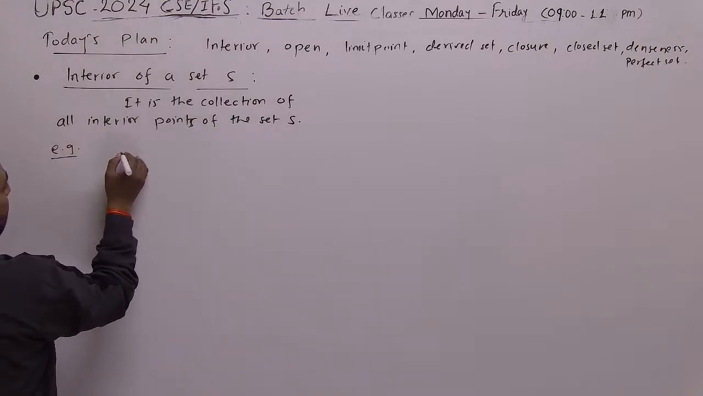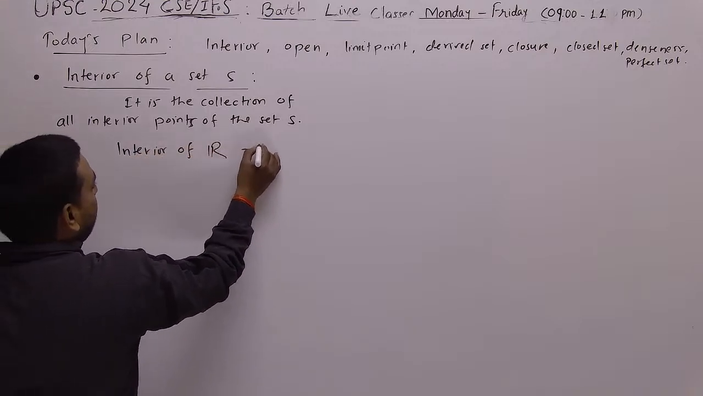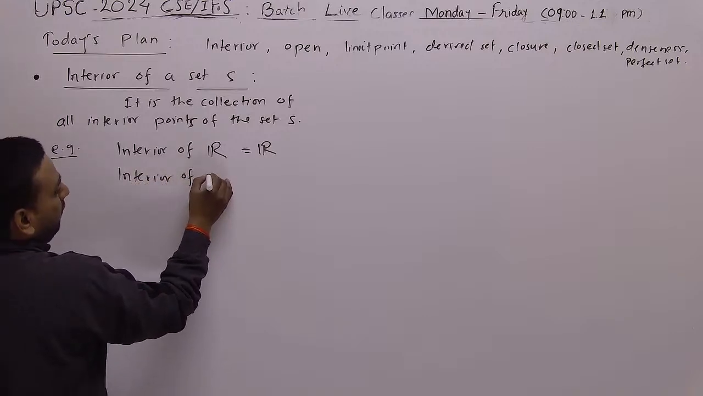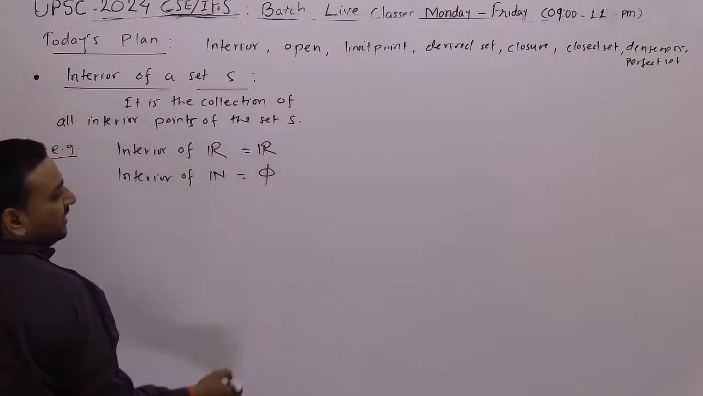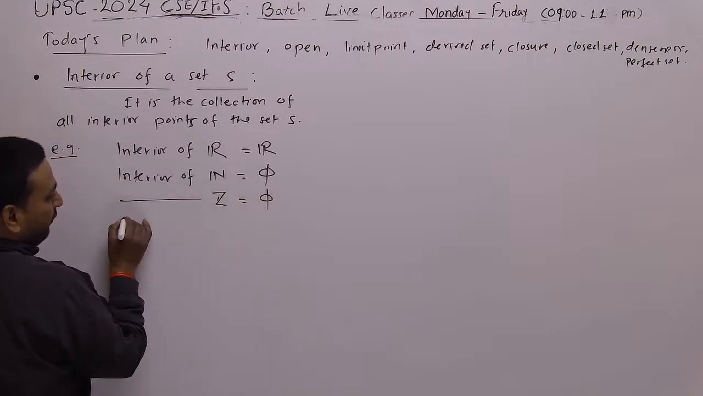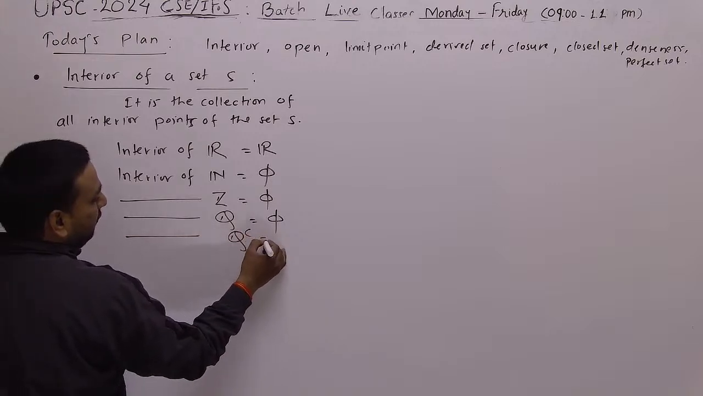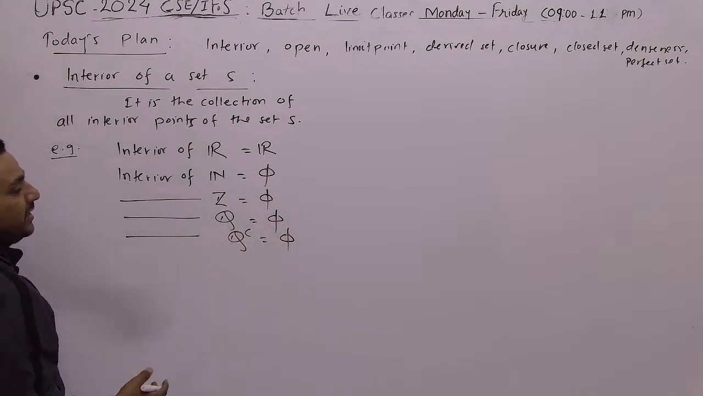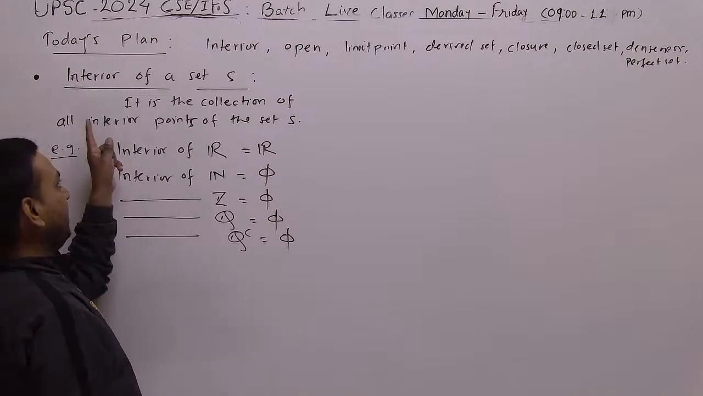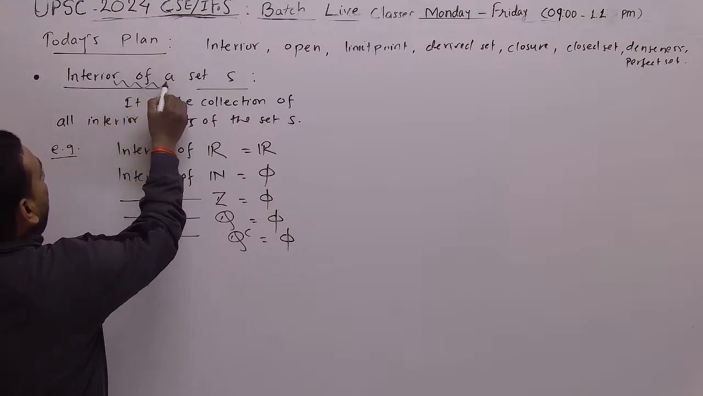For example, interior of R, what will you get? R. Interior of N, what will you get? Empty set phi. Interior of Z, empty set phi. Interior of Q, empty set phi. Interior of Q complement, empty set phi, because they don't have any interior point, right? And interior of a set is what? Please put this up.